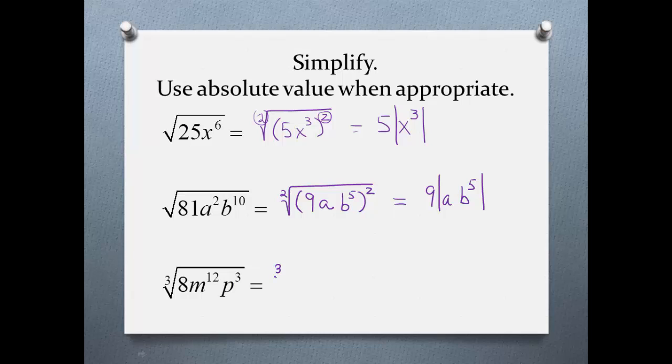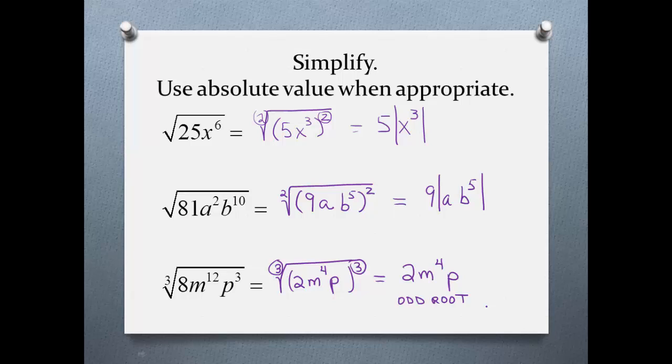Last one, a cube root. So I need to have an exponent of 3 underneath. To get 8, I need 2 to the third power. To get m to the 12th, I need m to the 4th raised to the third, because 4 times 3 is 12. And then I need a p, because p to the third power is this p to the third over here. And then this index undoes that exponent, so I get 2m to the 4th p. And because this is an odd root, I do not need to put any absolute values.